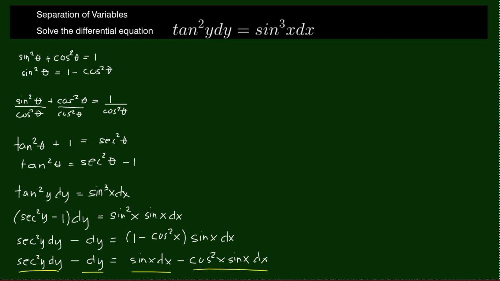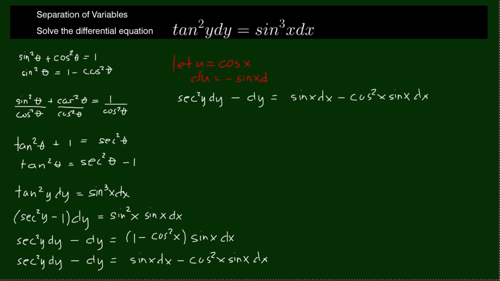However, for this one we need to use u substitution, because if we let u equals cosine x, du is negative sine x dx. So our du will be negative sine x dx and our u will be cosine x. So this last term here will become plus, cosine is u, so cosine squared is u squared, and our du is negative sine x dx, so this is u squared du.